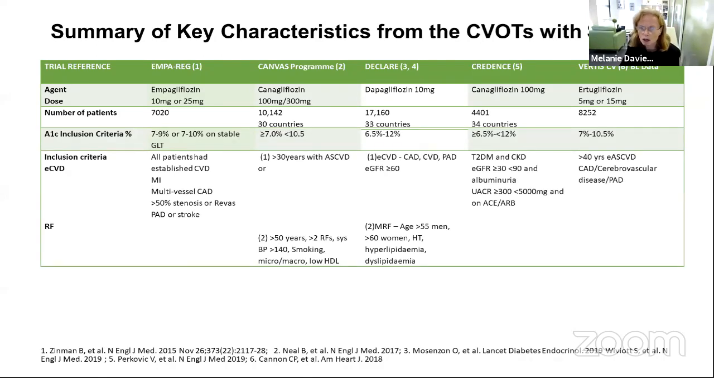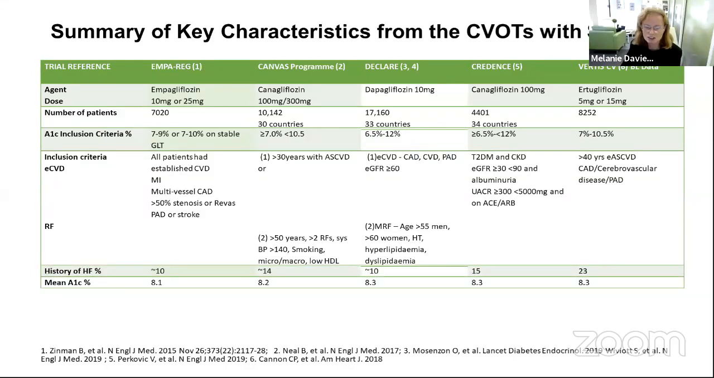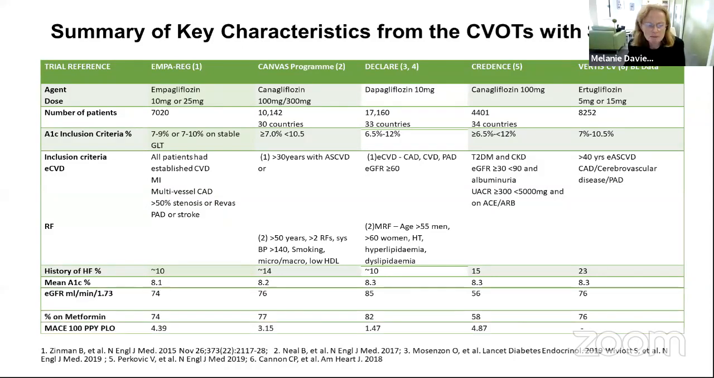Now, as I showed you with the GLP-1 studies, there are some differences in these studies. So by far, the largest trial was DECLARE. And also, as you know, that had a significant proportion of patients with only multiple risk factors. So if you look at the history of heart failure, for example, the highest proportion was in VERTIS CV at baseline. The lowest proportion was in DECLARE and EMPA-REG. If you look at the mean A1C, there was really quite marked similarity in the A1C at baseline. If we look at EGFR, apart from CREDENCE, which we'll come back to, most of these studies were pretty similar in EGFR between 75 to 85. So not much difference in the renal function at baseline.